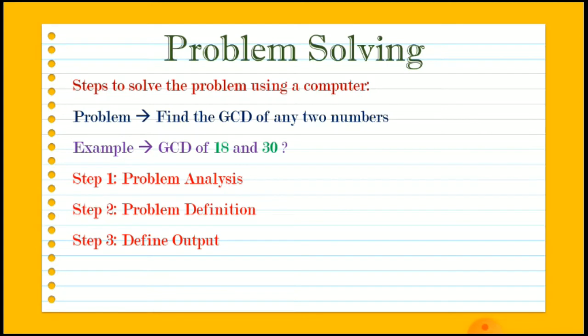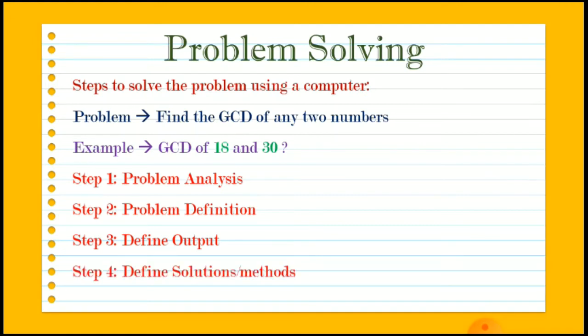The third step is define output. So here specify what output is expected after the processing. So in the given example, 18 and 30 are the two numbers and we have to find the GCD of those two numbers. So the answer is 6. So 6 is the expected output of the given problem, which is the GCD of 18 and 30.